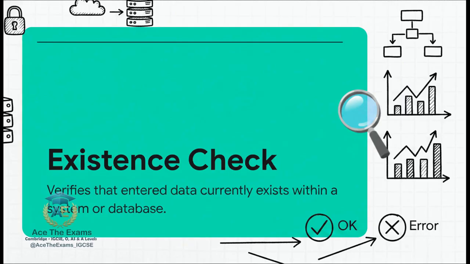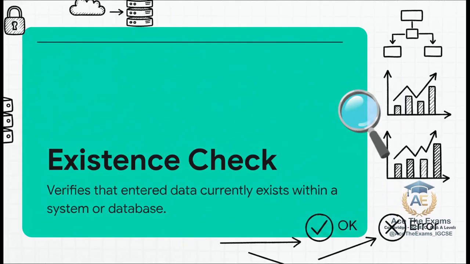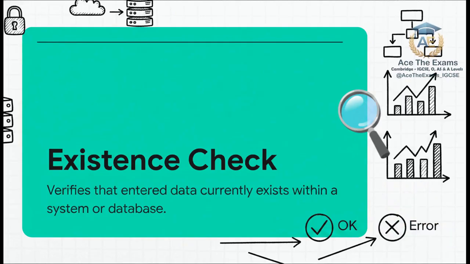An existence check, however, is a much more complex algorithmic process. It verifies that the entered data currently exists within a system or a backend database. For example, let's say you're on a login screen. A presence check simply ensures you didn't leave the username field empty. But an existence check takes what you typed, searches the backend database, and ensures that the username actually belongs to a registered, active account. Confusing these two distinct concepts in an extended response will instantly cap your marks. So the golden rule here is to always define your terms clearly before applying them to the exam's context.